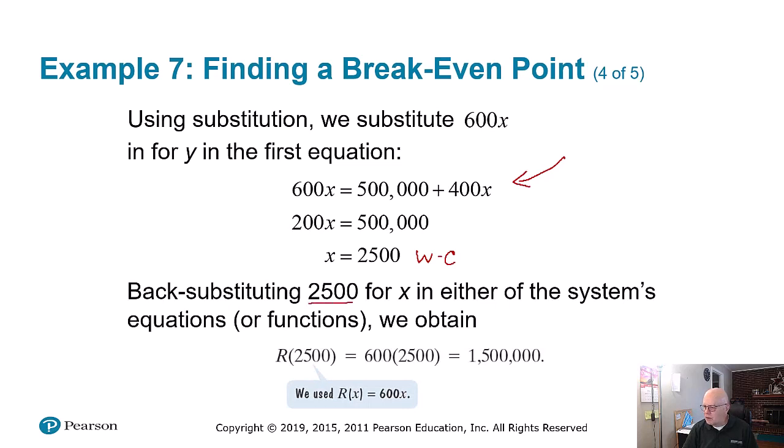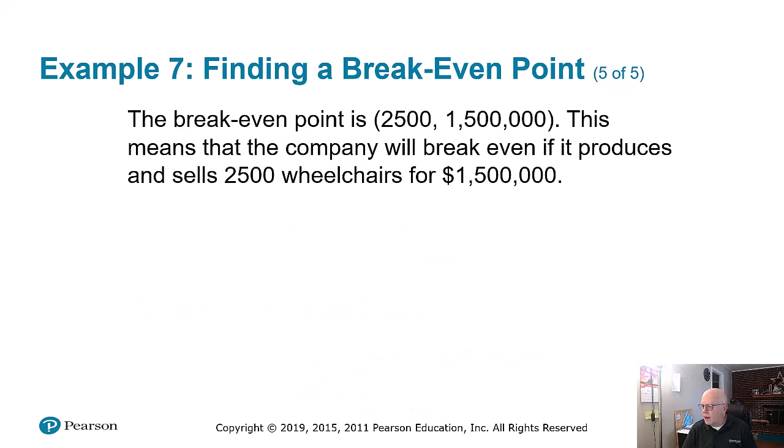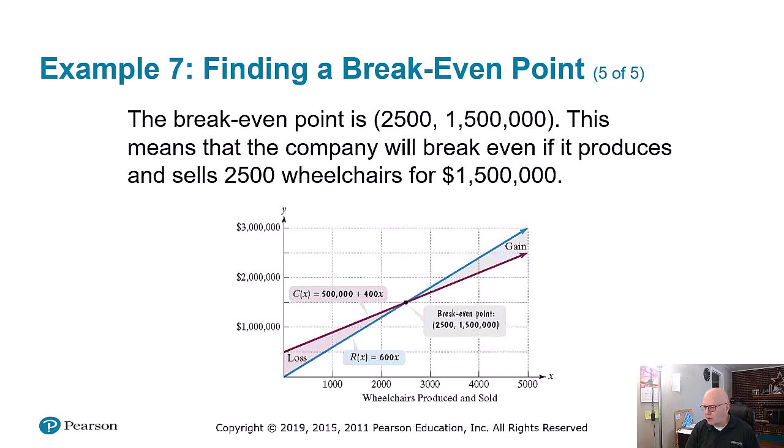Substituting 2,500, both of them, we get the revenue, and we can get the cost, and you can find that 2,500 wheelchairs will bring in $1,500,000, and we'll break even. We're not losing that. Very important.